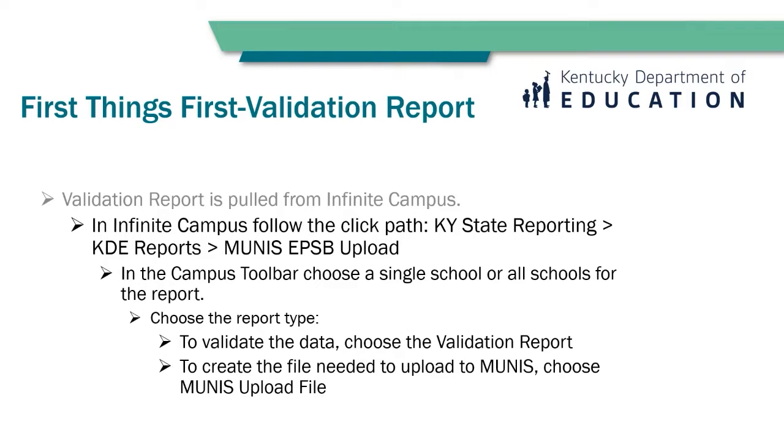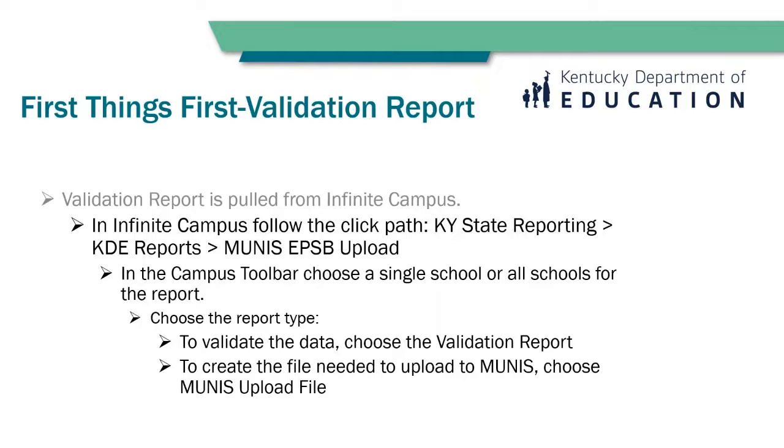This report, as I mentioned, is pulled from Infinite Campus. This shows you the pathway in Infinite Campus to get to that report. In the campus toolbar, you'll choose either a single school or all schools for the report. Then you'll choose the report type. To validate the data, you're going to choose the validation report. And to create the file needed to upload to Munis, you'll choose the Munis upload file. So you'll have one of each of those options.